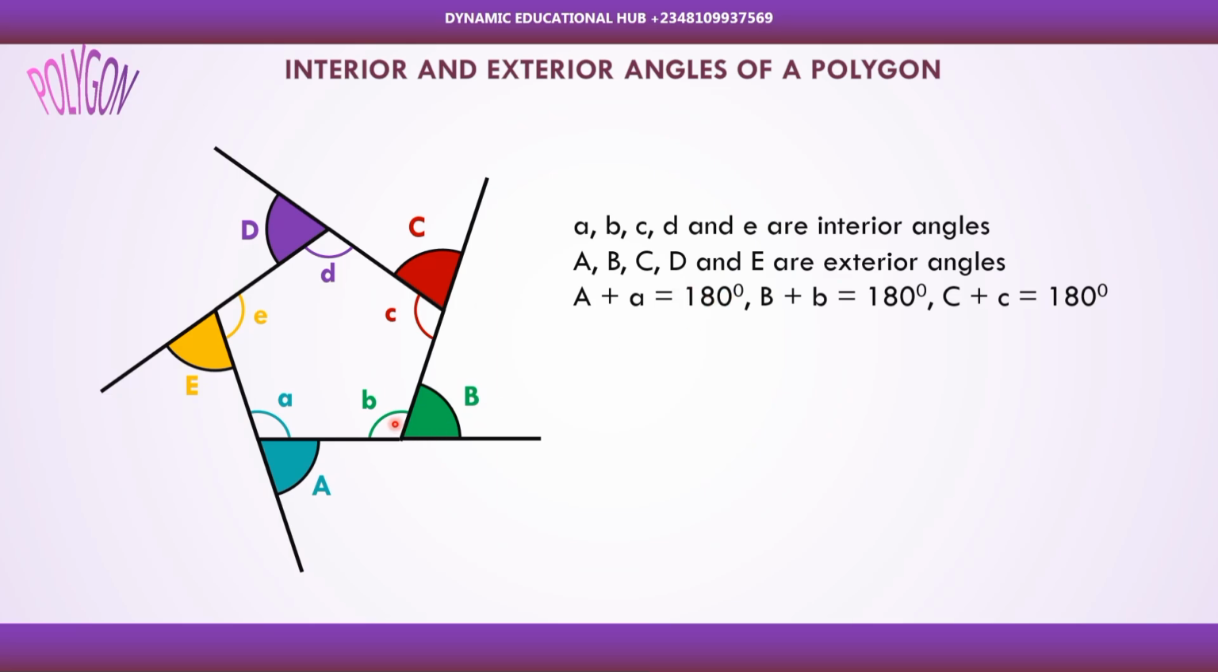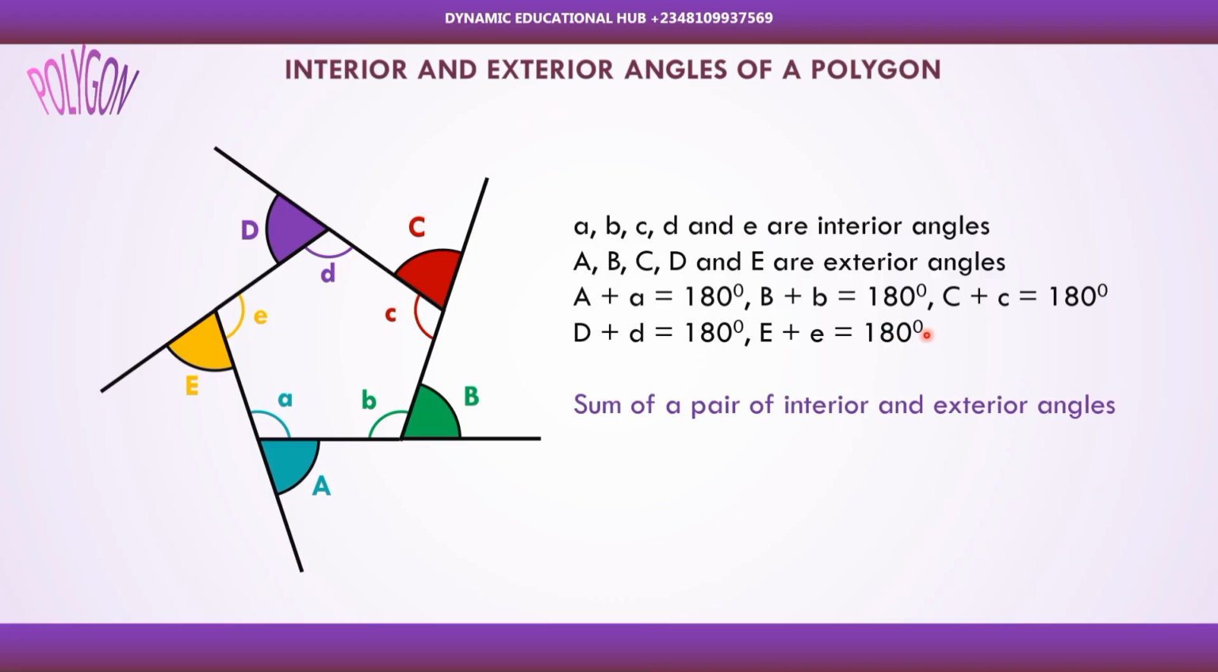Now if you look at B as well, it means that when you add interior angles plus the exterior angles, you will get 180 degrees. The sum of a pair of interior and exterior angles of any n-sided polygon is equal to 180 degrees. So here we can see that A plus A is equal to 180 degrees and B plus B is equal to 180 degrees. The same thing with C plus C, which is equal to 180 degrees, and D plus D, which is equal to 180 degrees. E plus E is equal to 180 degrees.